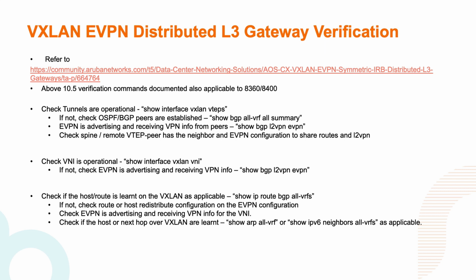The other thing is, if it all looks good, there is show arp all-vrf and show ip neighbors, ipv6 neighbors all-vrfs, to check if the neighbors or the host that you are interested in is learned or not. This probably will give you a broader output. You can always do a pipe include to grep for your specific entries of interest.